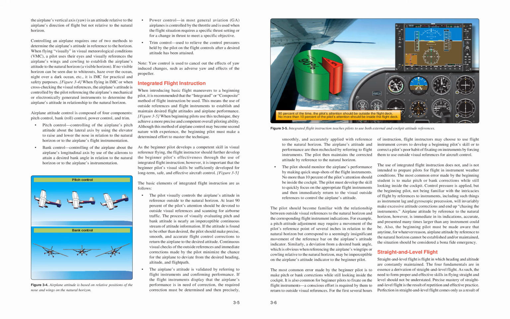Power control, in most general aviation, GA, airplanes is controlled by the throttle and is used when the flight situation requires a specific thrust setting or for a change in thrust to meet a specific objective. Trim control is used to relieve the control pressures held by the pilot on the flight controls after a desired attitude has been attained.